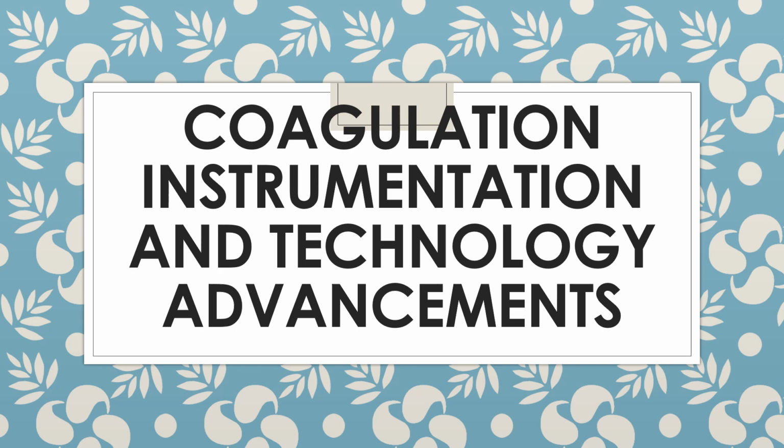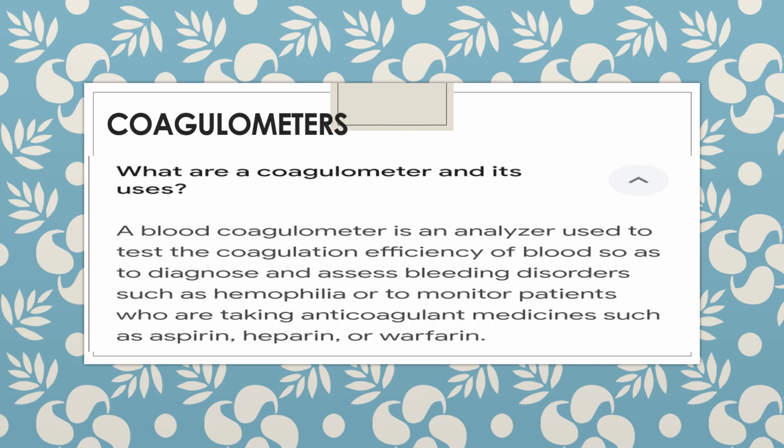The topic that I'm going to present tonight is all about coagulation instrumentation and technology advancements. Coagulometers. What is a coagulometer and what are its uses? A blood coagulometer is an analyzer used to test the coagulation efficiency of blood so as to diagnose and assess bleeding disorders such as hemophilia, or to monitor patients who are taking anticoagulant medicines such as aspirin, heparin, or warfarin.